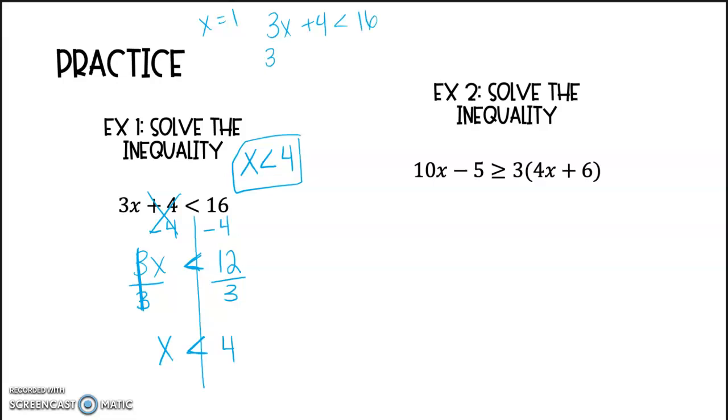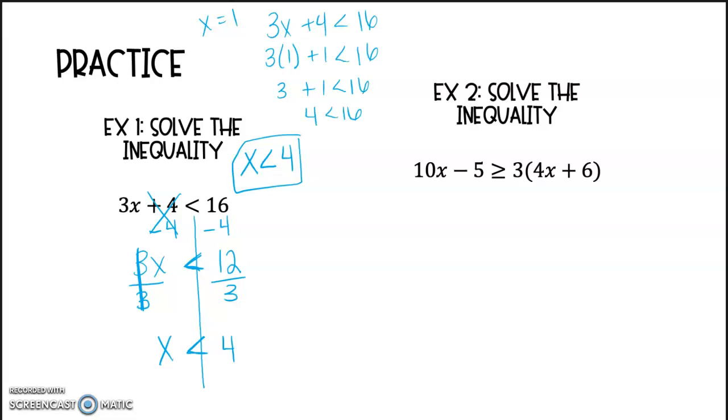We're going to plug in that 1 because we're seeing if that really is true. 3 times 1 plus 4 is less than 16. If this inequality comes out true, we know our answer is correct. This is us checking our work. 3 plus 4 is less than 16.